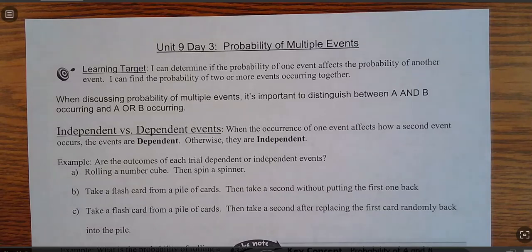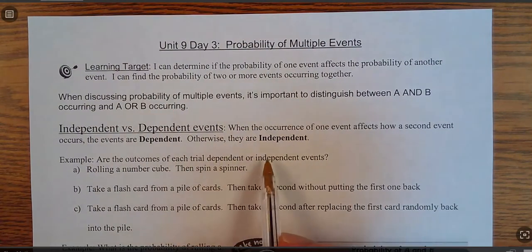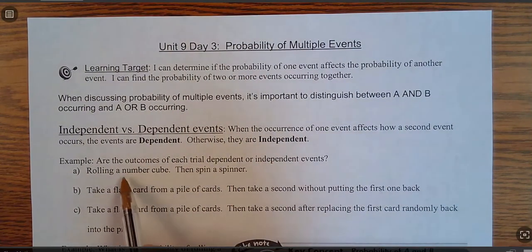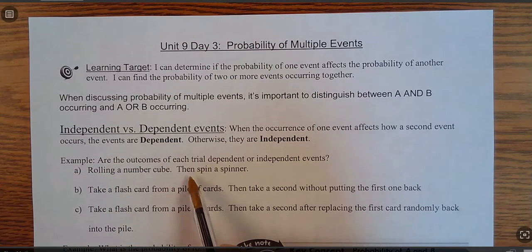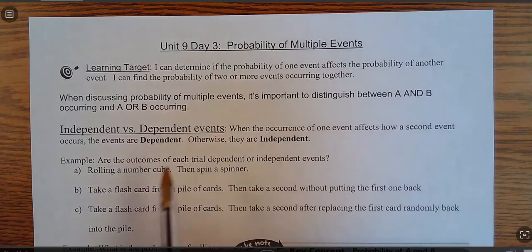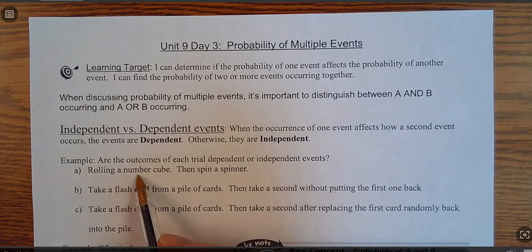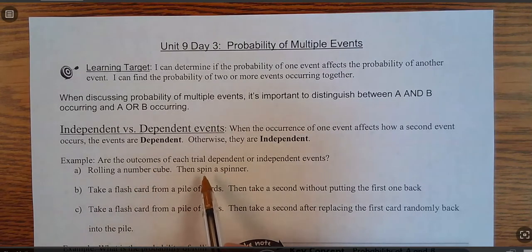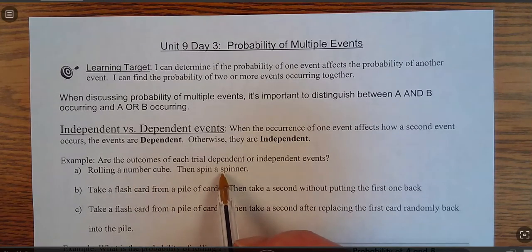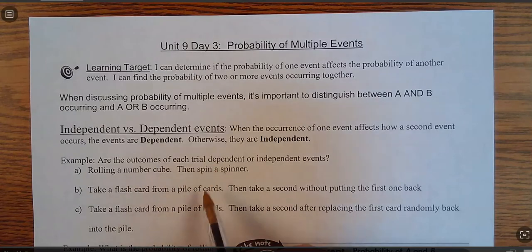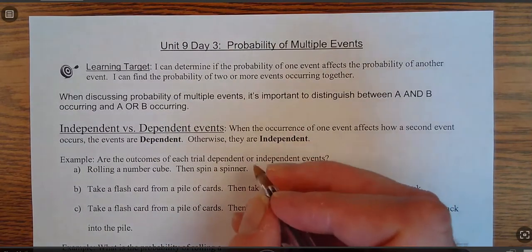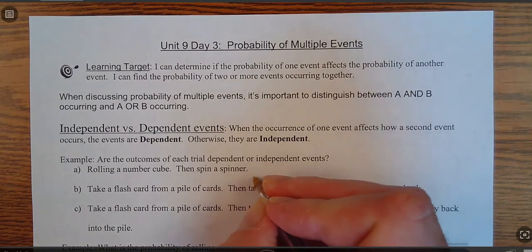So some examples here. Are the outcomes of each dependent or independent? Say I roll a number cube, or a die, then I spin a spinner. Does the result of the cube affect the result of the spinner? If I roll a 5, does that mean one of these numbers is more likely to happen than the other? In this case, no. A number cube and a spinner don't affect each other at all. So this one, they are independent.